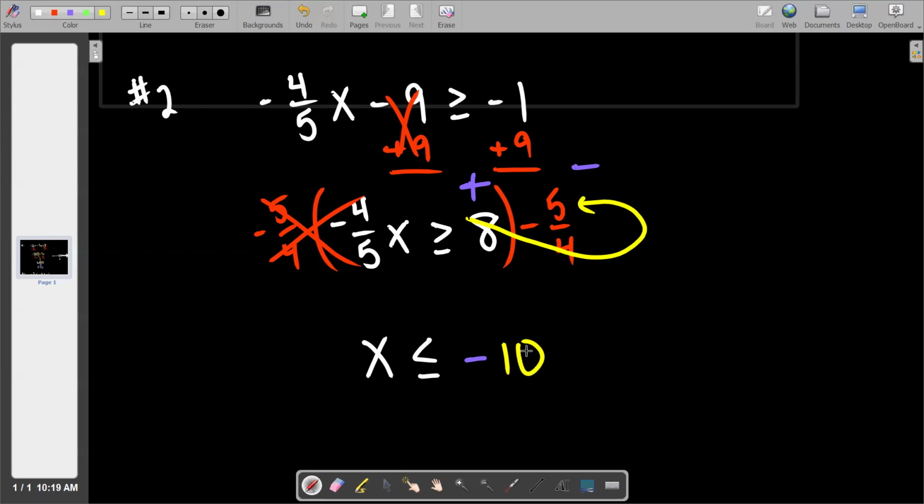There was no need ever to switch the inequality sign there. A, because the x was already on the correct side, and B, we never multiplied. Oh, excuse me. What am I talking about? There's not a need to flip it in the second step because the x is already on the correct side. That's my bad. So we did switch it from here to here. And again, that was because of the multiplication.